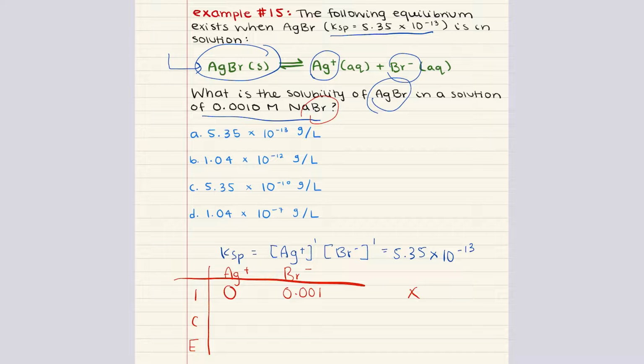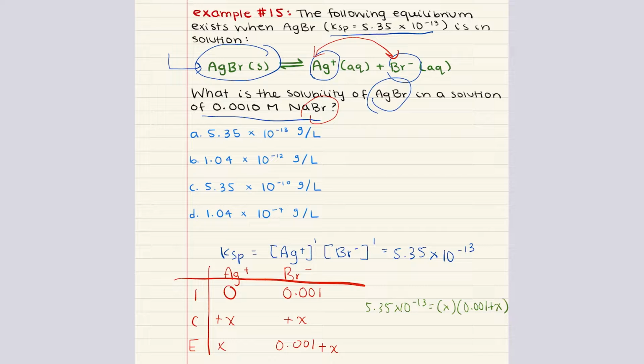Now, since there's a 1-to-1 ratio between silver cations and bromide anions, we're going to say the change is plus x for silver cations plus x for bromide anions. And so our equilibrium concentration for silver is going to be x, and for bromide, it's going to be 0.001 plus x. And that means we can go ahead and rewrite our KSP expression now. It's going to be 5.35 times 10 to the minus 13 equal to x multiplied by 0.001 plus x.